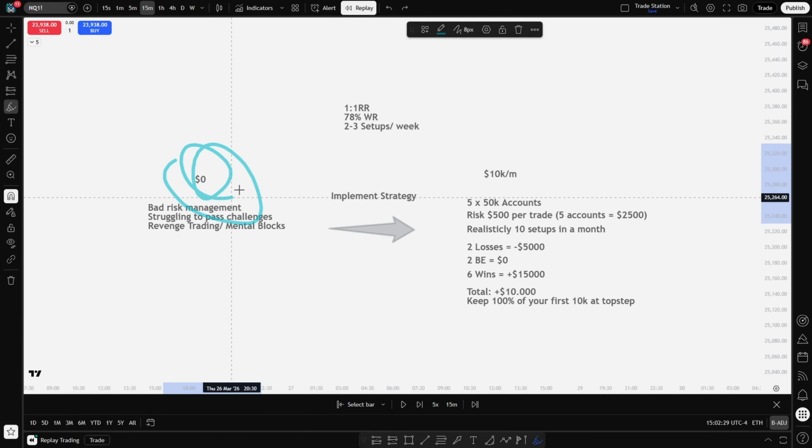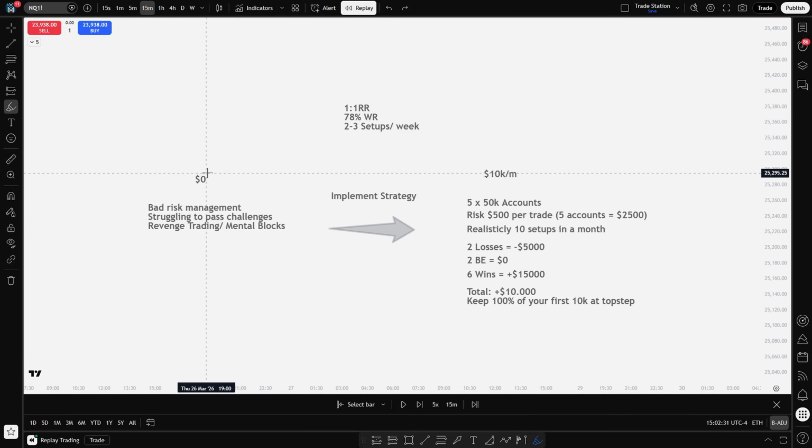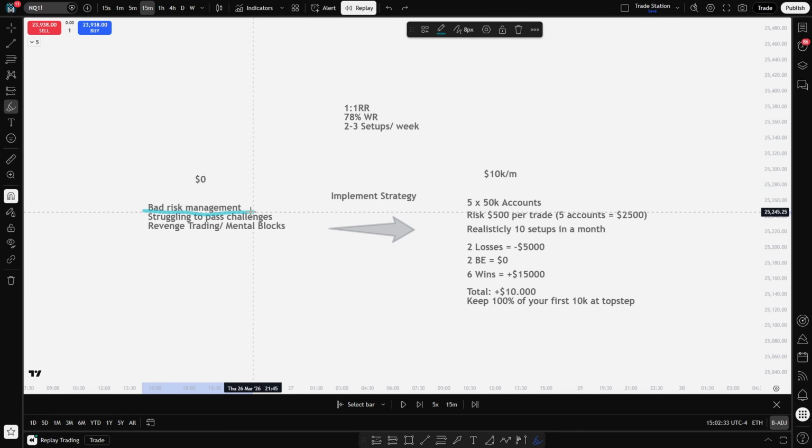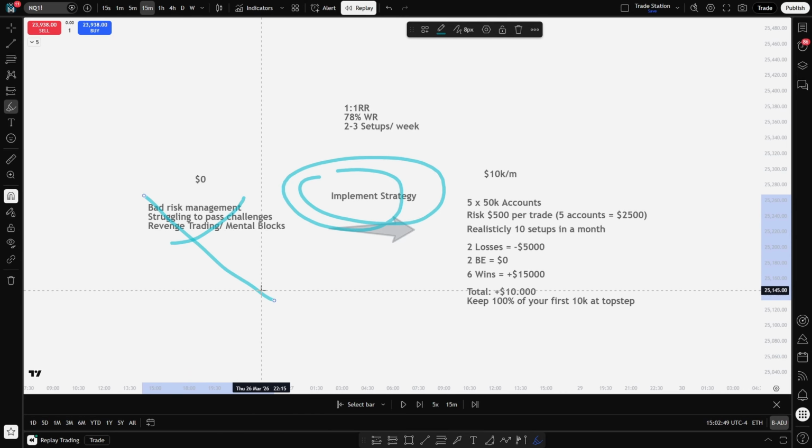So you're here, you're making nothing, you're still unprofitable, you have bad risk management, you're struggling to pass challenges, you keep blowing them, even though you think you're finally gonna pass this one, you keep blowing the challenge. You're revenge trading and you have a lot of mental blocks. This is a very important part. If you implement the strategy, all these things fall away.